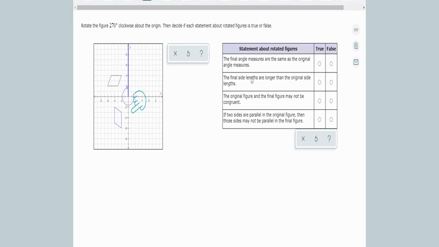The final angle measures are the same as the original angle measures. Well, that's true. The final side lengths are longer than the original. Nope, they look the same to me. The original figure and the final figure may not be congruent. False, they can't change shape in the rotation. If two sides are parallel in the original figure, then those sides may not be parallel in the new figure. False. So that's the idea. A lot like when we were looking at translations, isn't it?